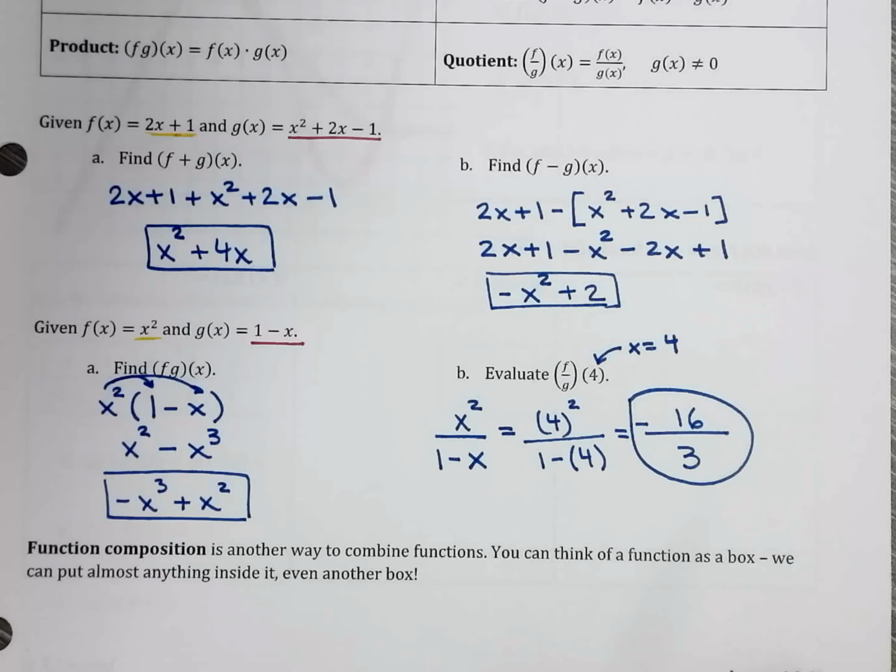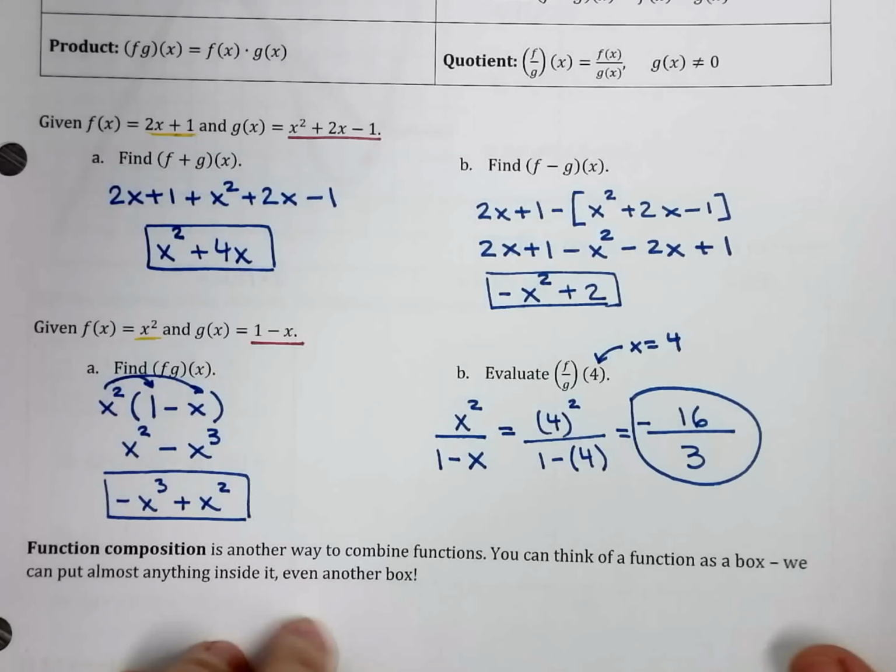So function composition is another way to combine functions. You can think of a function as a box. And then we can put almost anything inside it and even another box. Hold that thought, and we're going to see what it looks like.